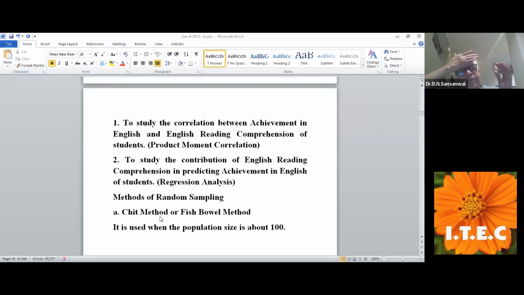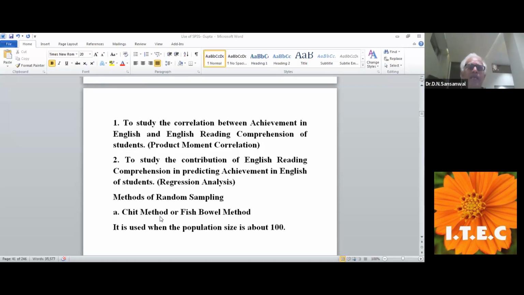And then you can make a folding. If you are making 2 folds, then all the chits must have 2 folds, so that you cannot identify a particular state on the basis of the shape of the fold or on the basis of color of the paper or on the basis of any other characteristics.